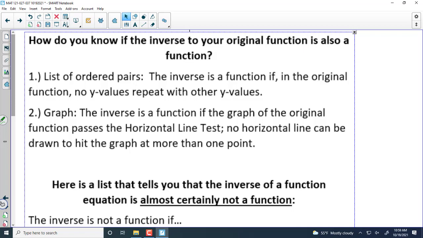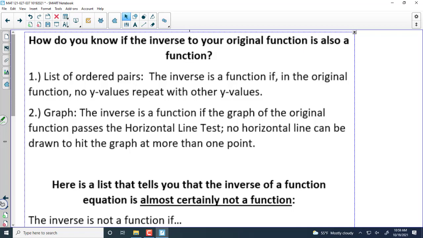A list of ordered pairs. The inverse is a function if in the original function no y values repeat with other y values. So you can tell what's going to happen if you're about to swap the x's and y's, then those y's are about to become x's. So you want to see if any y values repeat. So if you look at your list of ordered pairs and no y values repeat, then your inverse is going to be a function. Otherwise it won't be.